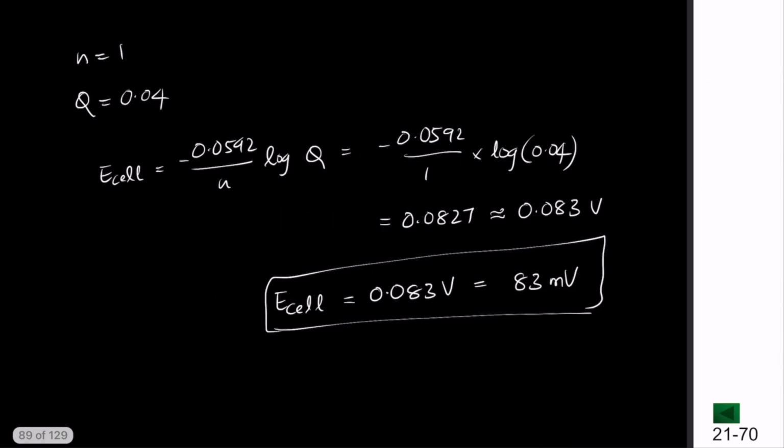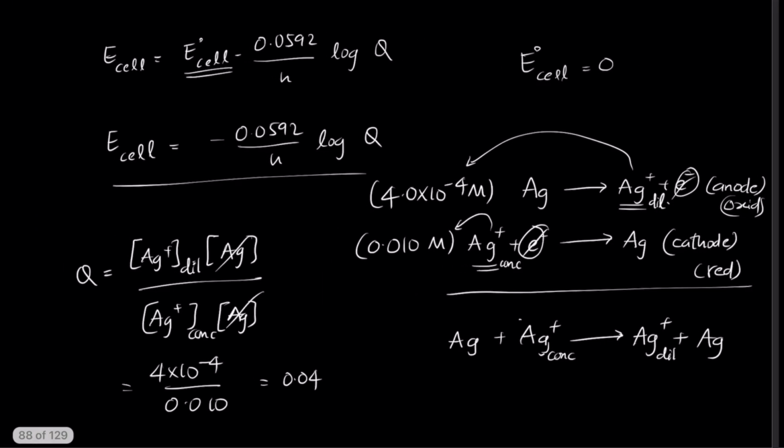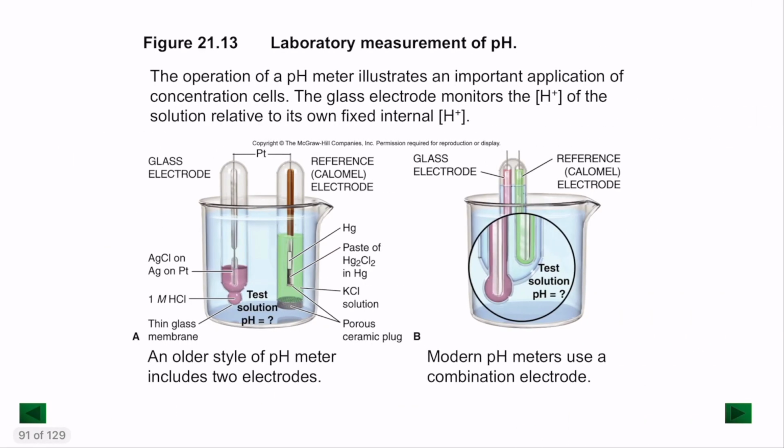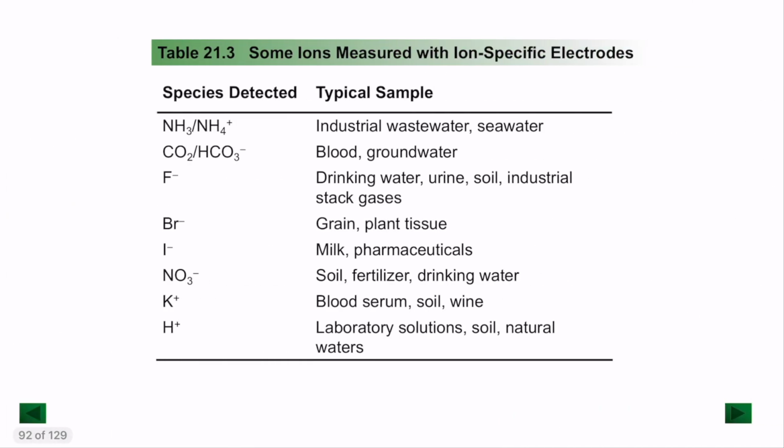One of the best uses of this is for calculating the pH. We can use the cell potential value and calibrate it to give you the pH value. The same principle applies here. The operation of a pH meter illustrates an important application of concentration cells. The glass electrode monitors the H plus solution relative to its own fixed internal H plus. When it changes, there is a change in the concentration, and therefore there is going to be a production of potential. That potential can be calibrated to create the value of the pH.